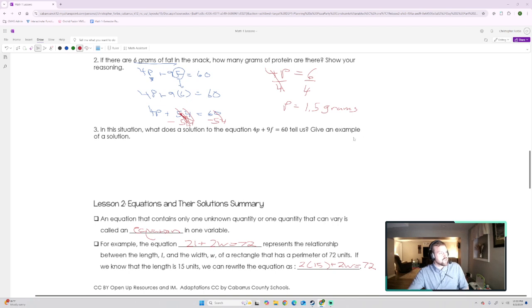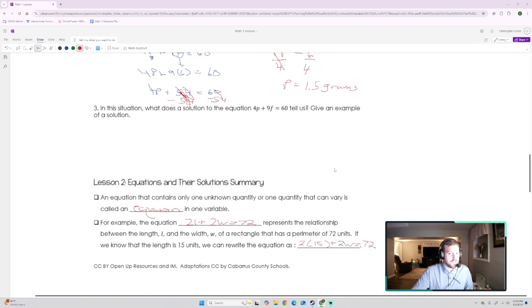Solution. What does the solution to the equation 4P plus 9F equals 60 tell us? Give an example of the solution. Alright, well, simply put, it means that a pair of grams of protein and fat in the snack adds up to 60 calories. We already know that. And there's a bunch of different values that could possibly work. So I'll give you an example.